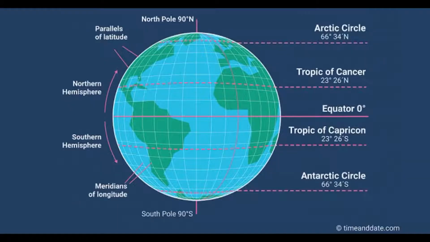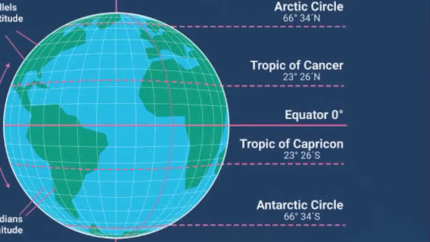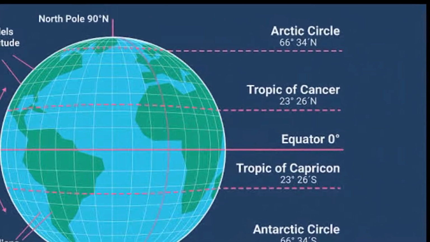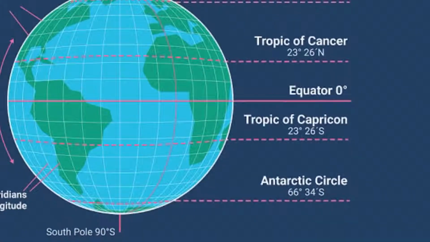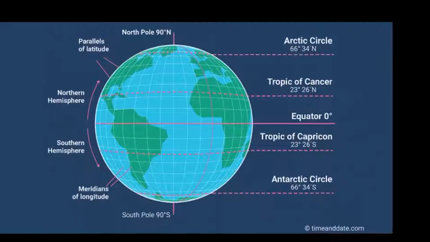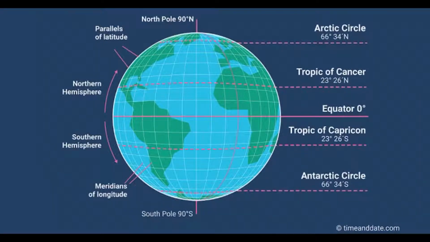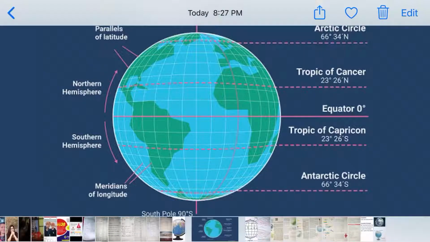So we found there are five important latitudes. First one is the equator, and then the Tropic of Cancer, Tropic of Capricorn, Arctic Circle, and then Antarctic Circle. We need to remember this. It's very important for our understanding, for our concept.